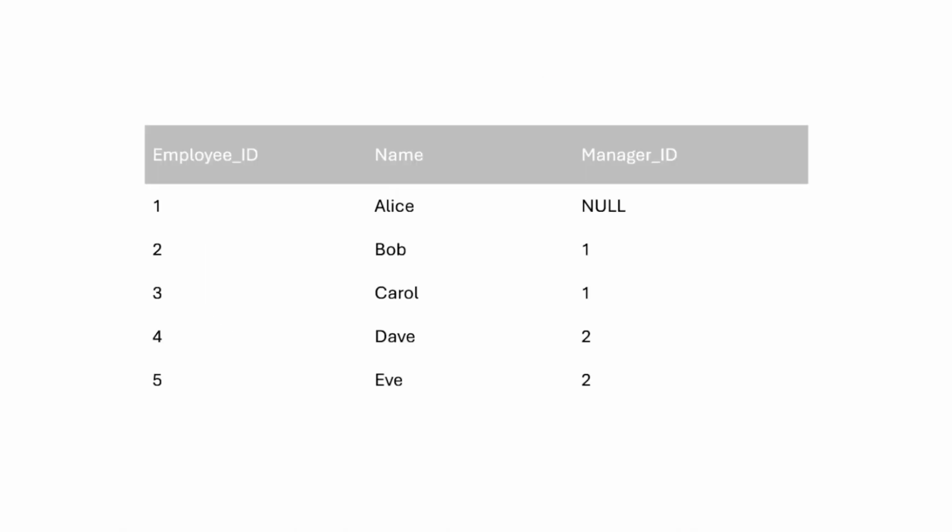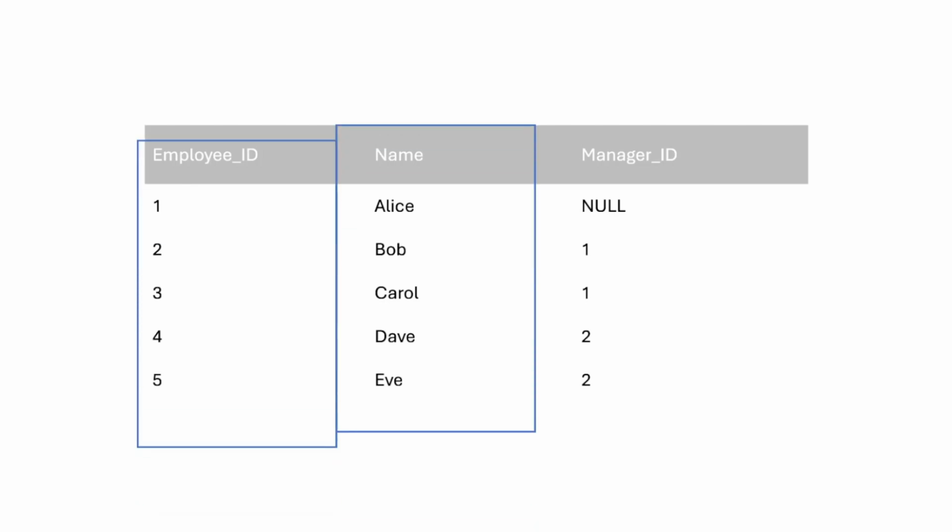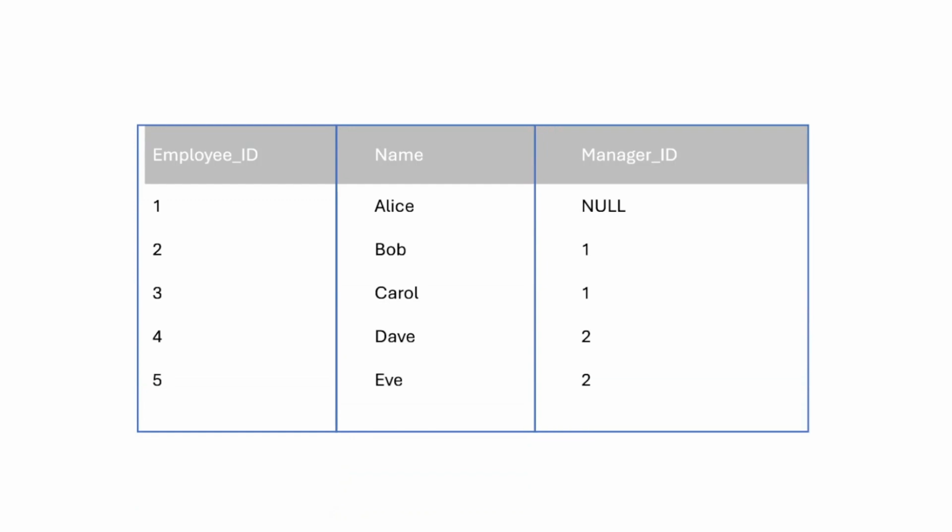Imagine you have a table that lists every employee in a company. Each row includes their name, a unique ID, and if they report to someone, right, their manager's ID. But here's the interesting part. The manager isn't stored in a separate table. They are just another employee listed somewhere else in the same table.